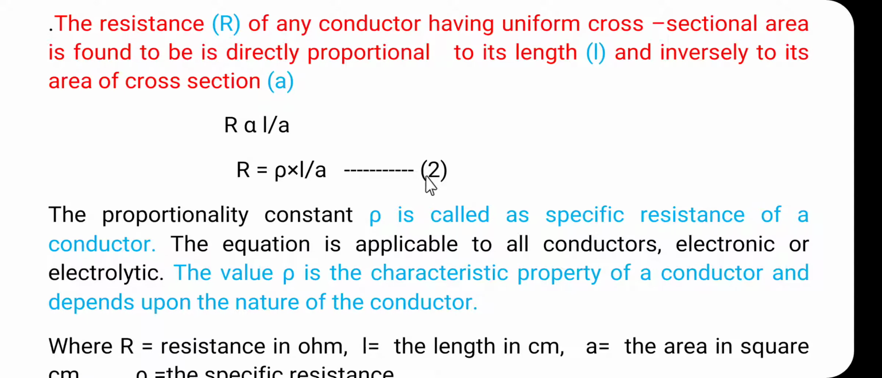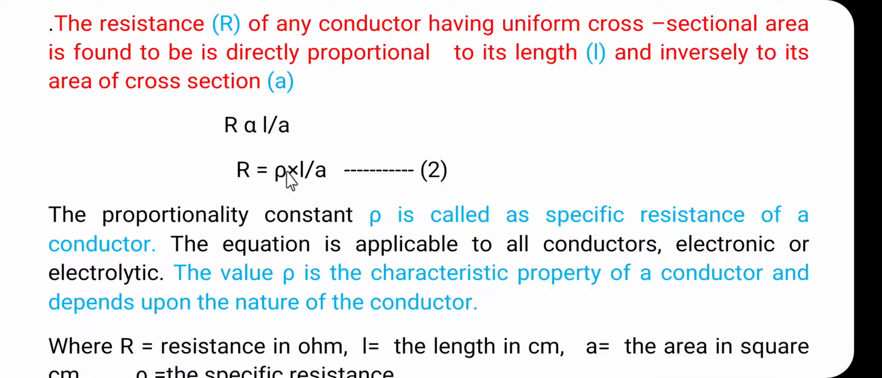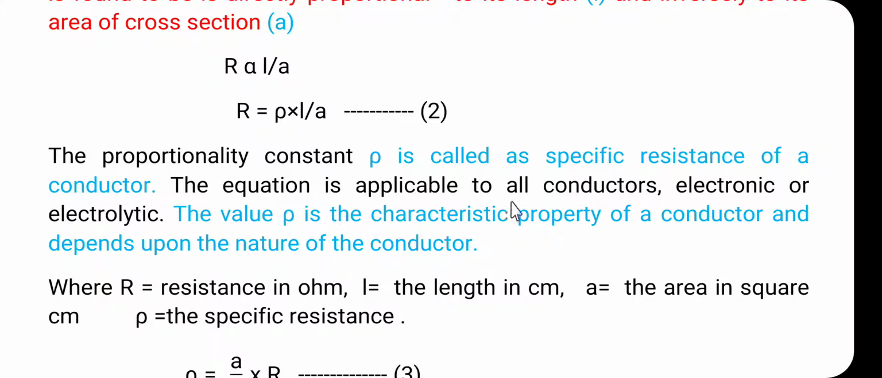R is the resistance, L is the length of the conductor, and A is the cross sectional area of the conductor. Here rho is the proportionality constant, and this proportionality constant is called the specific resistance of the conductor. This equation is applicable to all conductors, electronic as well as electrolytic, that is R is equal to rho into L upon A.